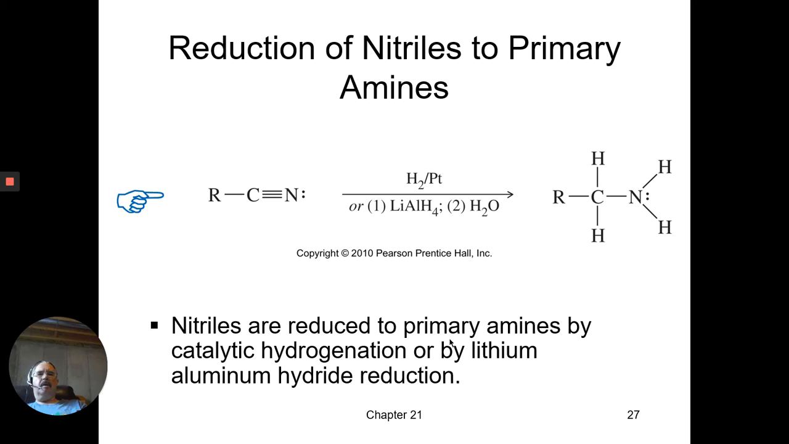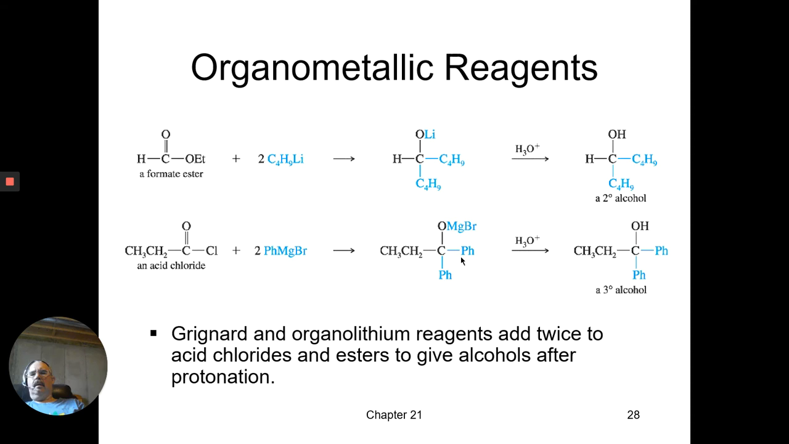Nitriles can be reduced to primary amines. And again, this is a review of what we saw in the amines chapter. We can either use catalytic hydrogenation. We add hydrogen to both sides of this triple bond, 2 hydrogens to each side, or we can use lithium aluminum hydride, followed by the addition of water.